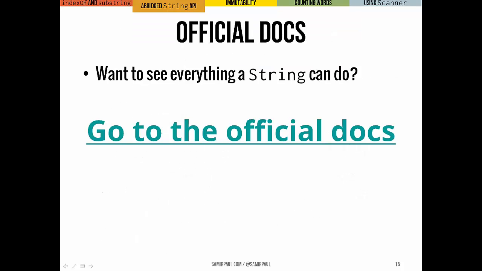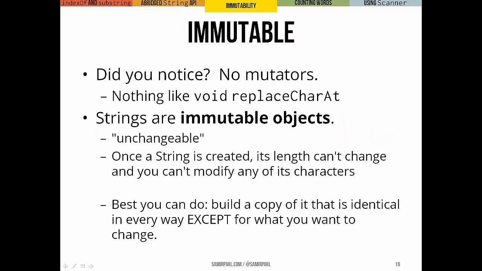If you want to see everything else a string can do, you should click this link and go to the official docs. That is where you're going to find an exhaustive list of all the specifications of a string, and that would be a really helpful thing for you to visit and at least take a peek at. Now, one thing you may have noticed is that there are actually no mutator methods. I didn't list a single mutator method in any of those on the previous slides, and there are none for strings.